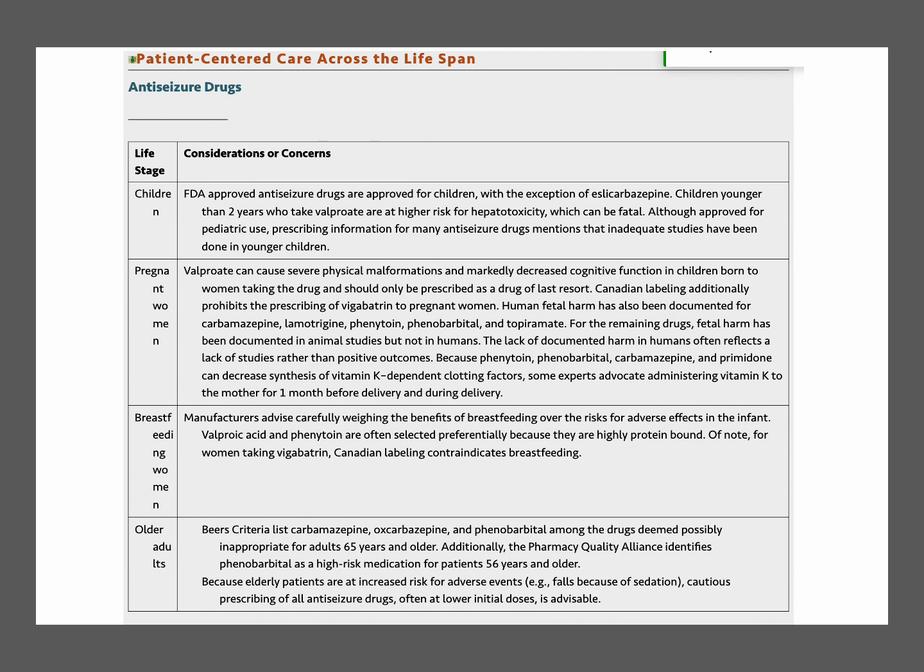This next one is talking about patient care across the lifespan and looking at how you would appropriately educate your patients and use patient-centered care, going from childhood to breastfeeding to pregnant women and our older adults. And I would even take a deeper dive in the Beers criteria, which you will see lists some of these drugs as inappropriate for anybody over the age of 65. Please pause and read this thoroughly for your patient education.